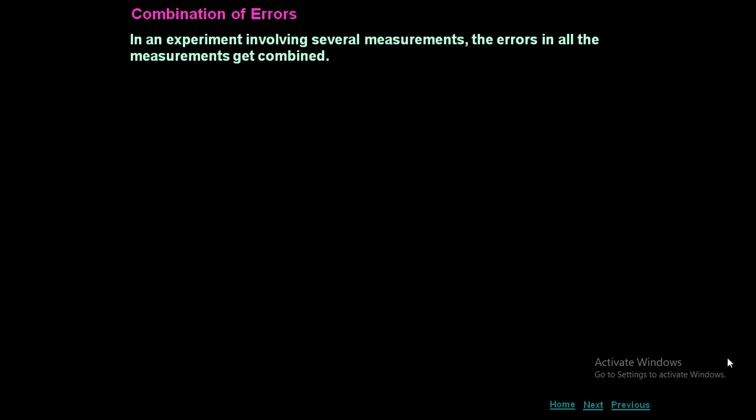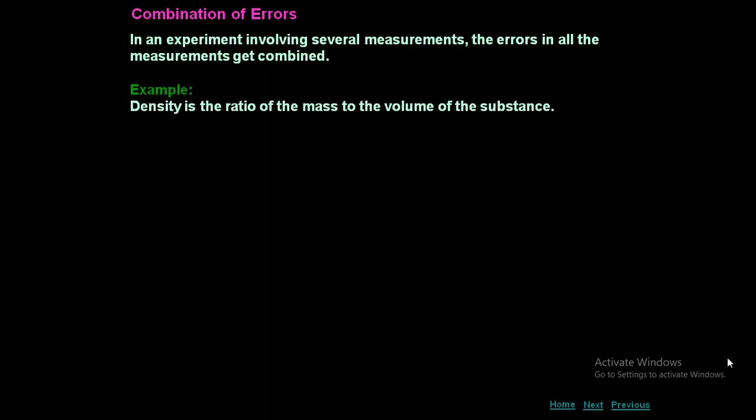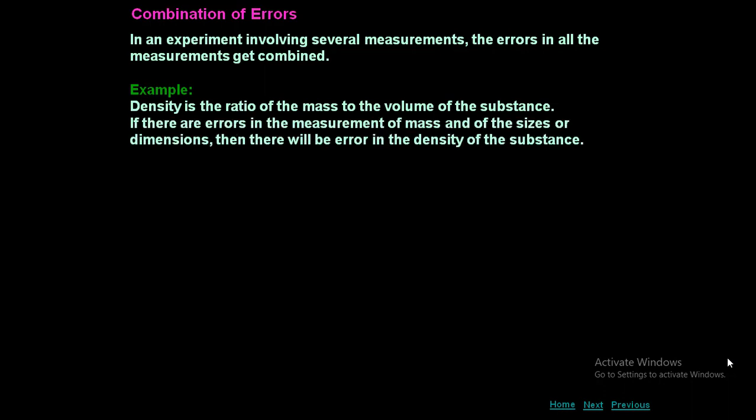Combination of errors. In an experiment involving several measurements, the errors in all the measurements get combined. Example, density is the ratio of mass to the volume of the substance. If there are errors in the measurement of mass, or of the sides or a dimension, then there will be error in the density of the substance. As we have four basic operations, generally a formula involves addition, subtraction, multiplication, or division. So how are these errors going to combine whenever you use a formula having these operations?